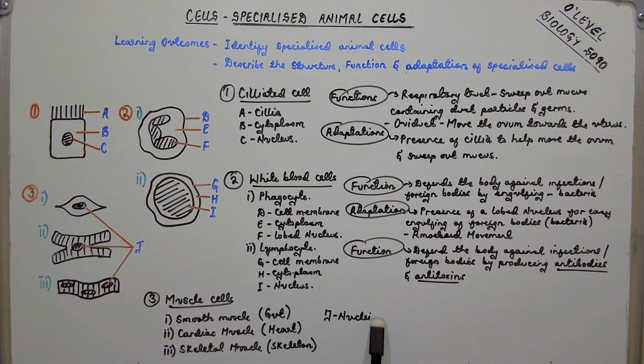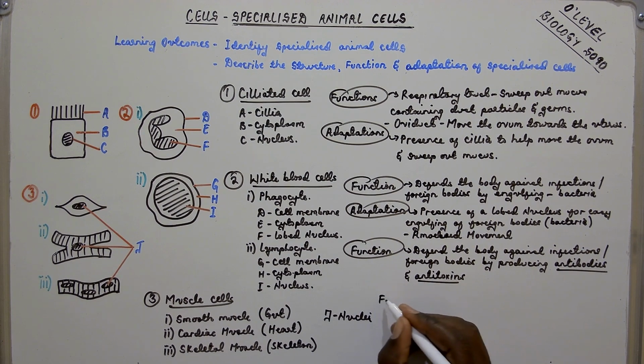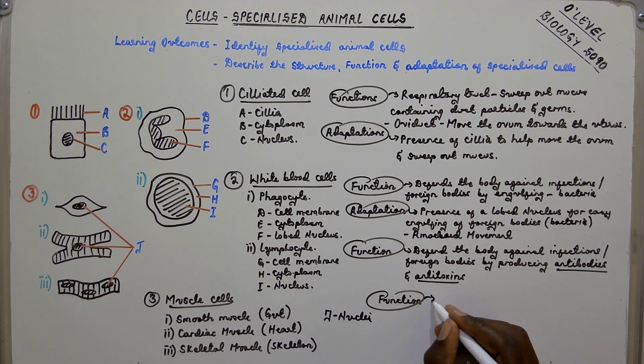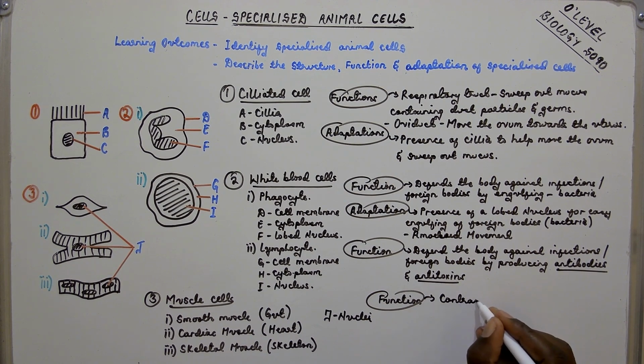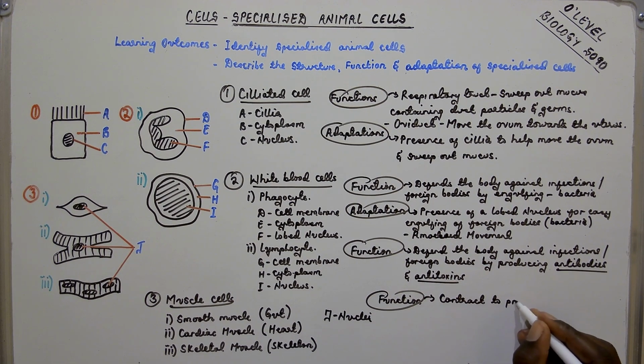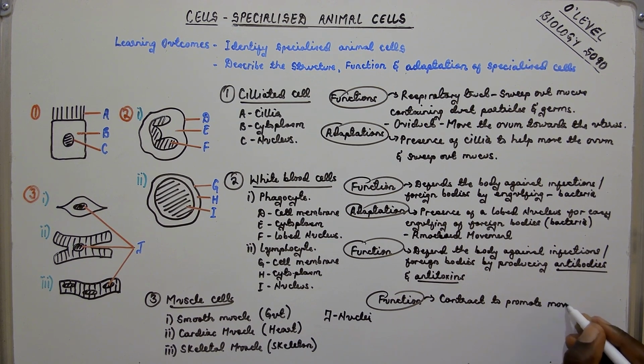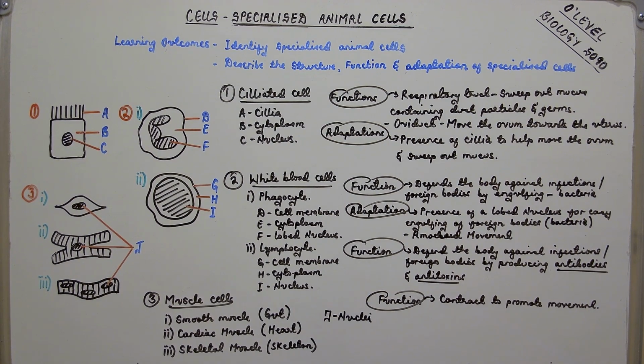This cell also has functions and adaptations. So we begin. Functions. What are the functions of these cells? What is the main function of these cells? So these cells contract to promote movement. Okay, contract to promote movement.